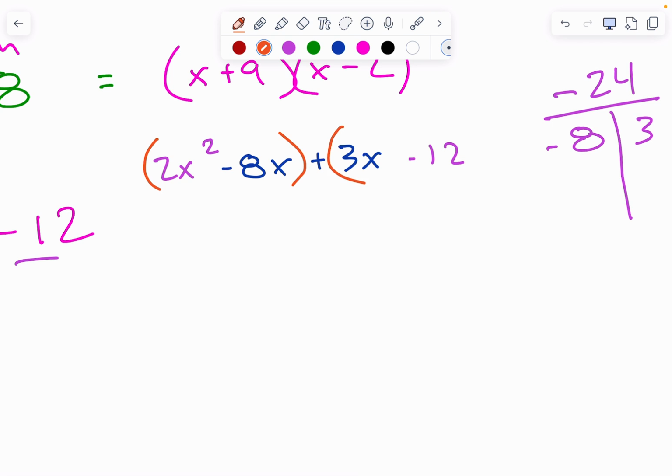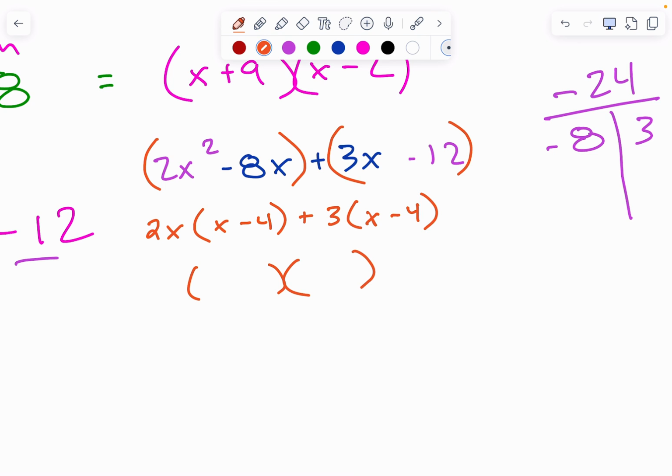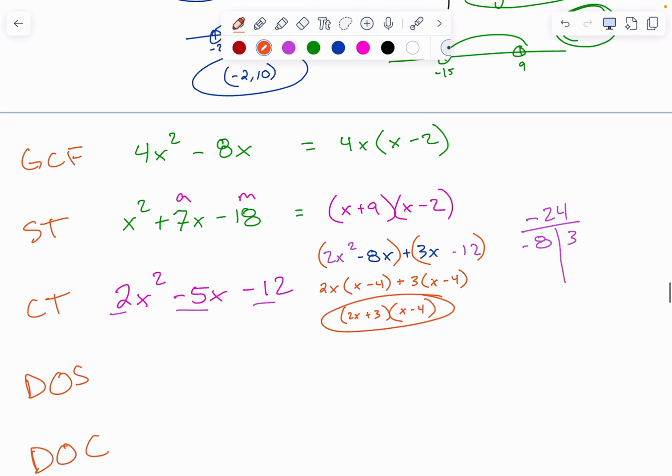Factor by grouping, right? What are you going to take out? 2x. Left is x minus 4. Plus, take out a 3. Left is, I hope, x minus 4. Otherwise you did it wrong. Or I did it wrong. So my two pieces are 2x plus 3 and x minus 4. There you go. Okay, that is factoring that.